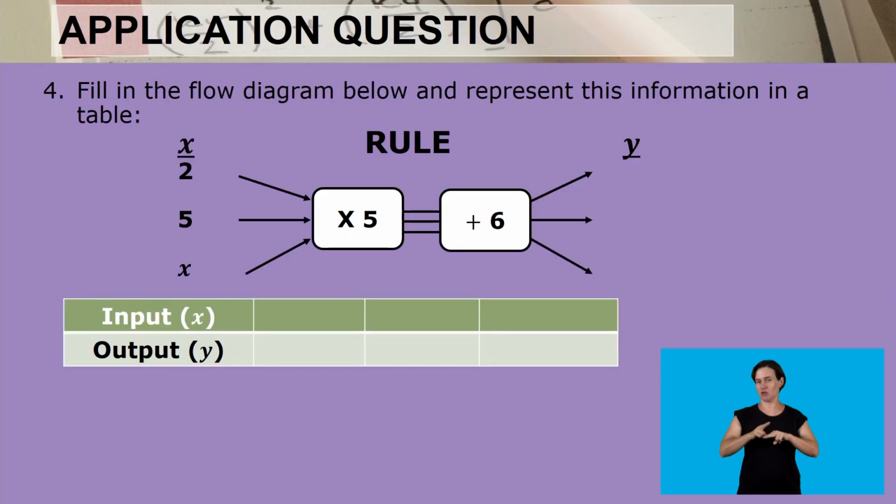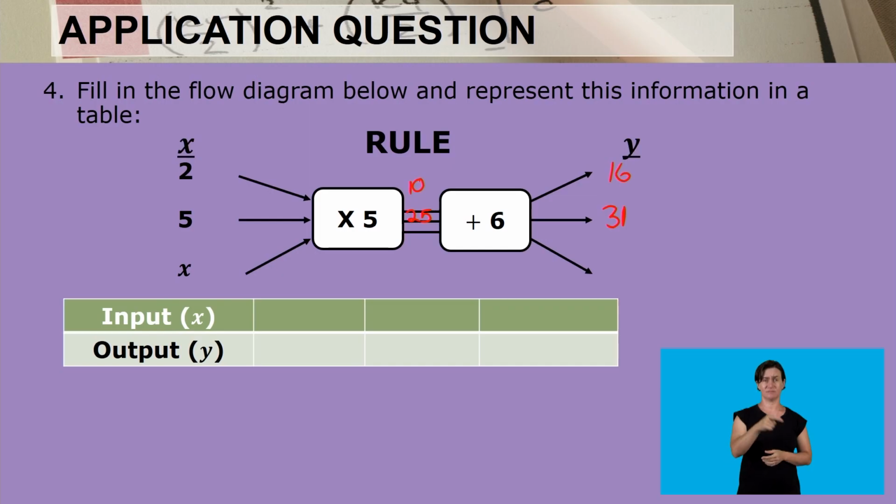So now we have that 2 as the input value. That 2 is going to be multiplied by 5. That would give us a 10. And when we add 6 onto that, that gives us our first output value, which is 16. What about that 5? Now 5 is going to be multiplied by 5. That is going to give us 25. And when we add 6 onto that, that is going to give us an output value of 31.